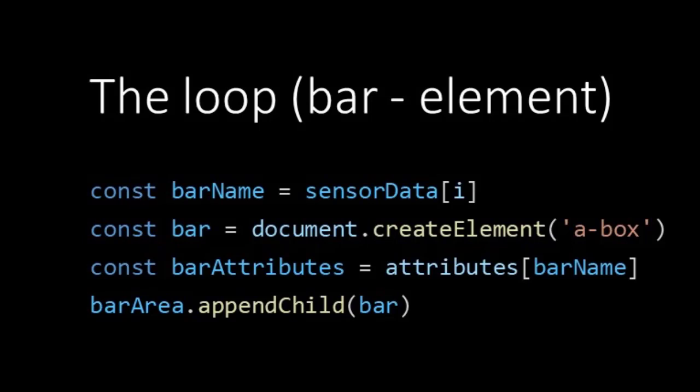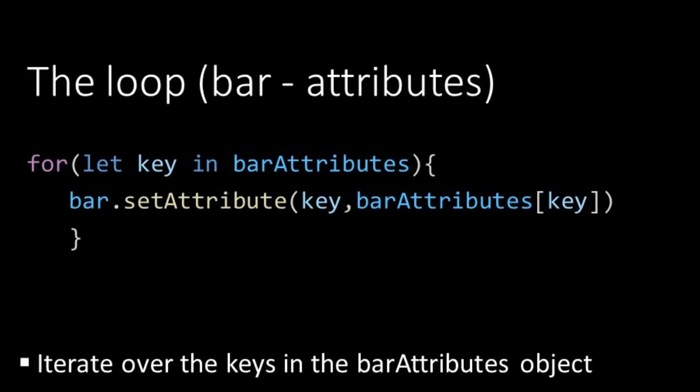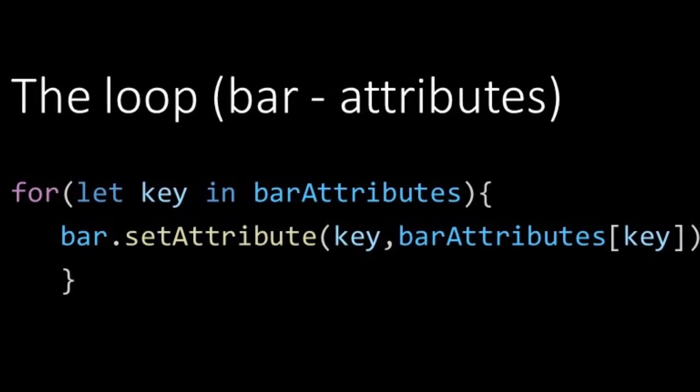And then we append our new bar as a child of the bar area. Next, we need to set the attributes for our new element. We do so with this loop. It takes all keys of our bar attributes object and uses them to set the attributes for our element.